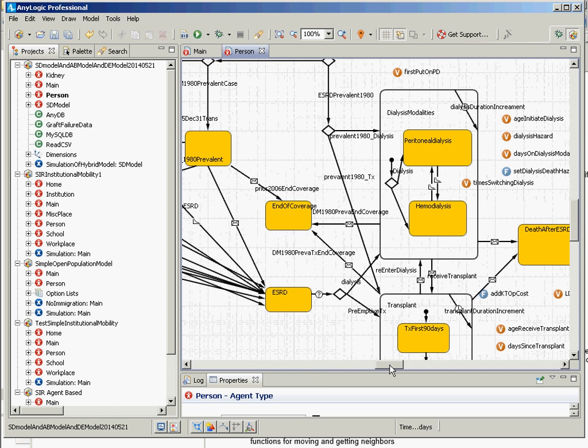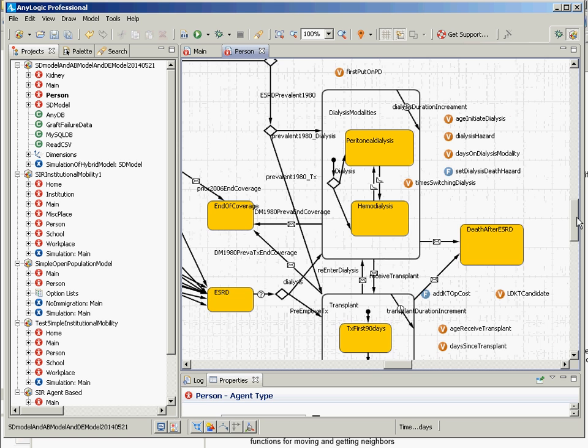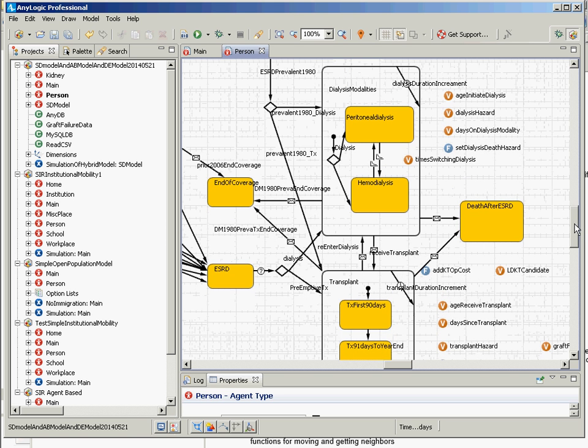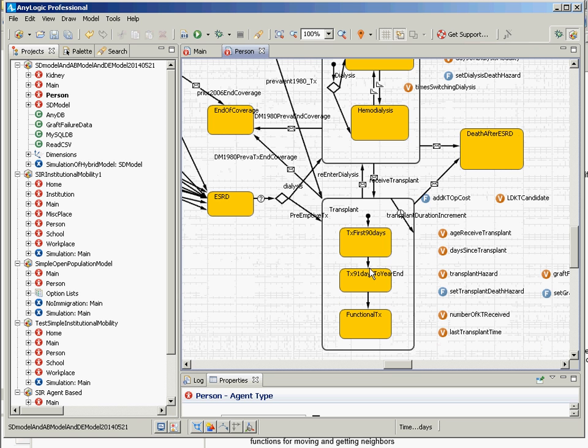Now, once people developed end-stage renal disease, they go to a state where they're initially typically on dialysis, and we modeled 2 dialysis modalities. At some point, they may receive a transplant, in which case they go into a transplant-related state. We distinguish people in this transplant state according to how long it's been since they had the transplant for 2 reasons. Number one, it related to the chance of graft failure, the chance the kidney would fail. And number 2, because it related to cost.